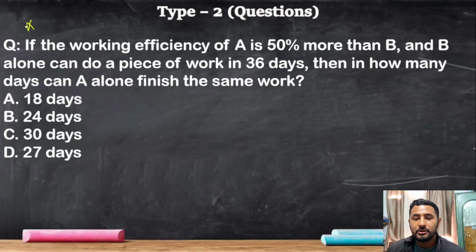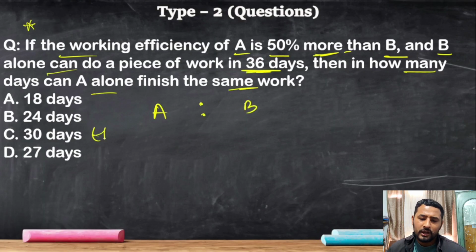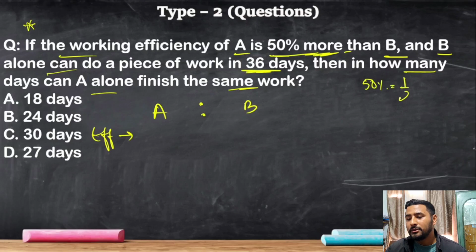I'll do this one. This is a question you should understand. If the working efficiency of A is 50% more than B, remember the word more from percentage which I've already taught you, and B alone can do a piece of work in 36 days, then in how many days can A alone finish the same work? So again, let us write A and B. Now efficiency, very important. A is 50% more than B. Get the fractional value of 50. It will be 1 by 2. Since I said more, added, increase, what you should do is add the numerator and denominator. Then you'll get 3 by 2.